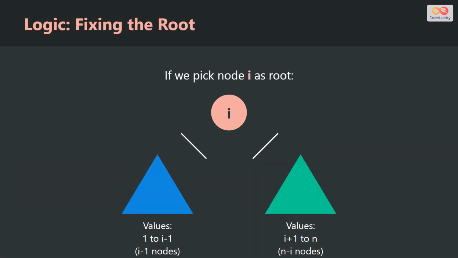To solve this generally, we use a pattern. If we select a number, i, to be the root, then all numbers from 1 to i minus 1 must form the left subtree. Similarly, all numbers from i plus 1 to n must form the right subtree. This allows us to break the problem into 2 smaller independent subproblems.